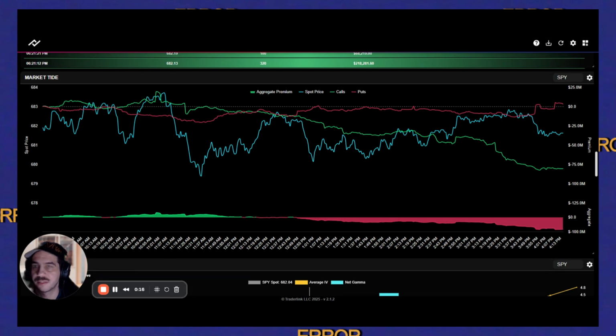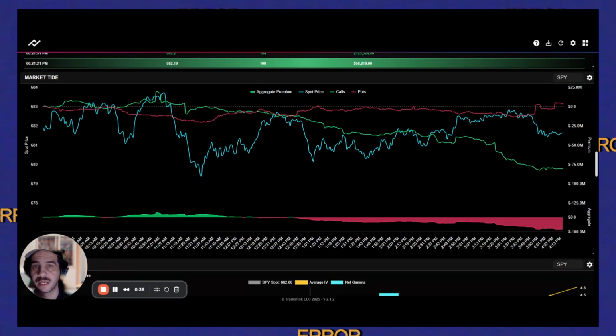Today, we're diving into one of the most slept on but insanely powerful modules inside Traderlink, Market Tide. If you've ever wondered, where's the real money flowing right now? Are traders buying calls or are they dumping them? Are puts being loaded or ignored? And is premium shifting before price moves? Market Tide answers all of that in real time.